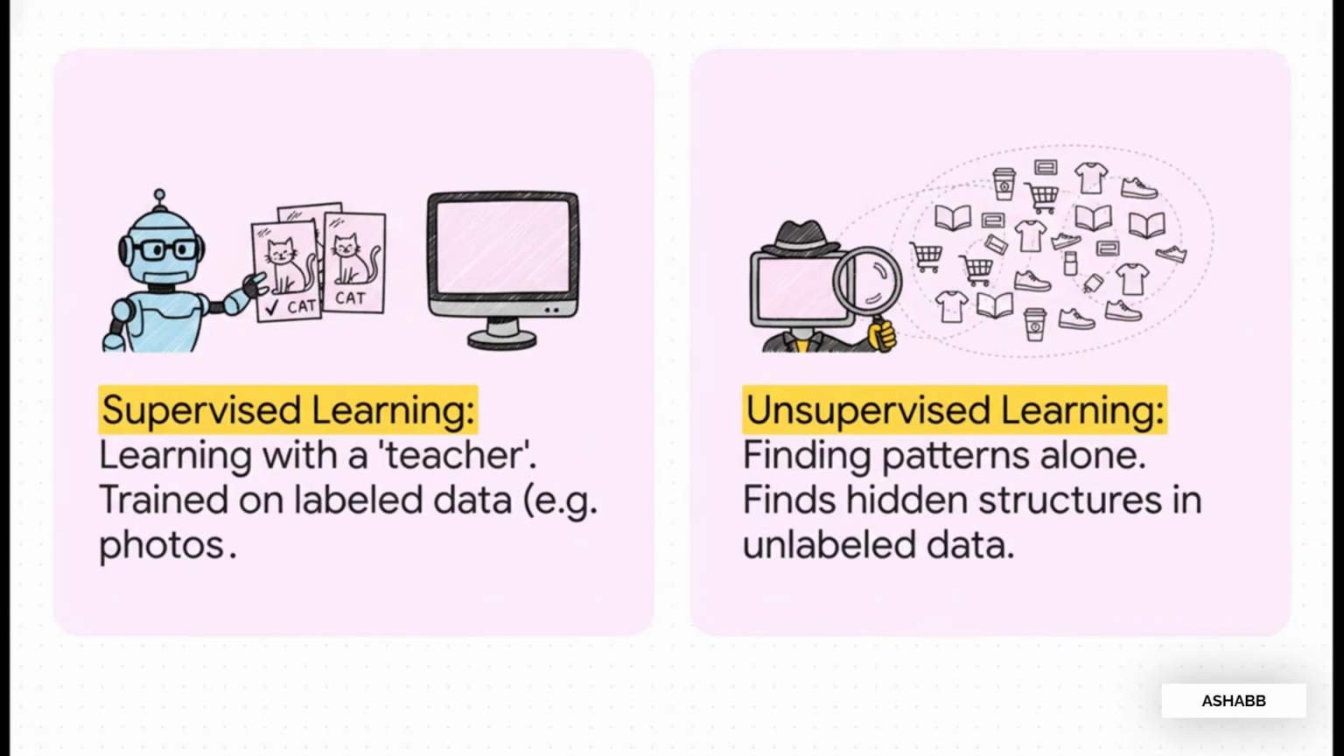So first up, you've got what's called supervised learning. Just think of it like a computer in a classroom with a teacher. We give it a ton of data that's already been labeled with the right answers. We feed it thousands of pictures, each one with a little tag that says cat. And after seeing enough examples, it figures out what a cat looks like.